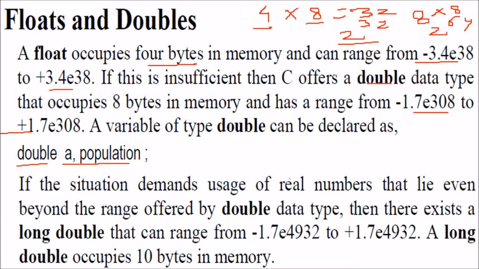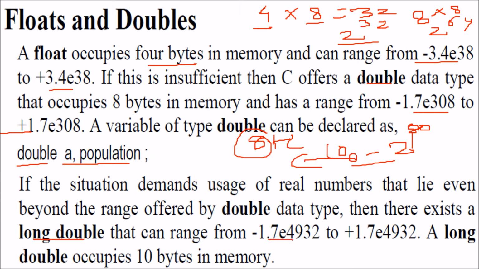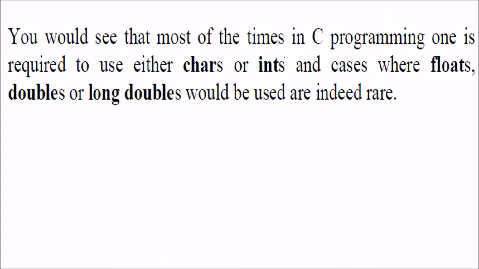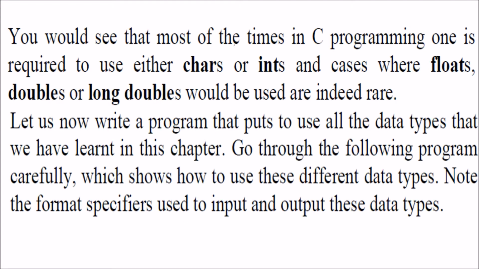Now if you want more than that, sometimes 8 bytes is also not enough. For that we have long double. Long double takes 8 plus 2, that is 10 bytes. 10 bytes means 10 into 8, that is 2 to the power 80. This is the range, 0 to 2 to the power 80, for unsigned. If you want the signed one, just divide it in half. So this is the negative and positive range for long double. This is how char, int, float and double can be used.